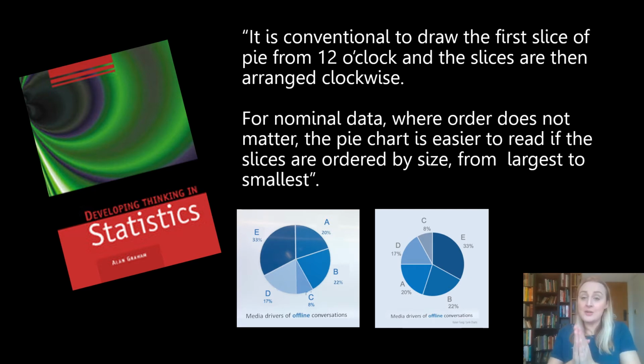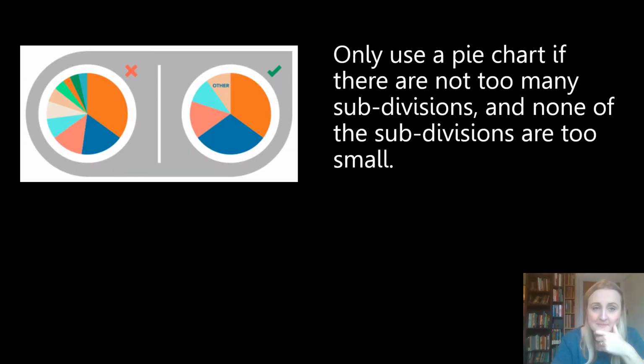So I didn't know you had to start at 12. I didn't know you had to order with the biggest slices first. We should only use pie charts if there aren't too many subdivisions. I've already mentioned that, and as long as none of the subdivisions are too small. So, if we have really a maximum of 3, I mean, maybe up to 5, but definitely no more than 5. If we have more than 5 subdivisions, we should not be using a pie chart.